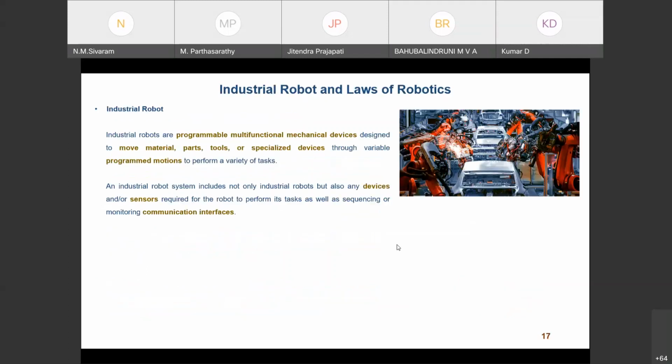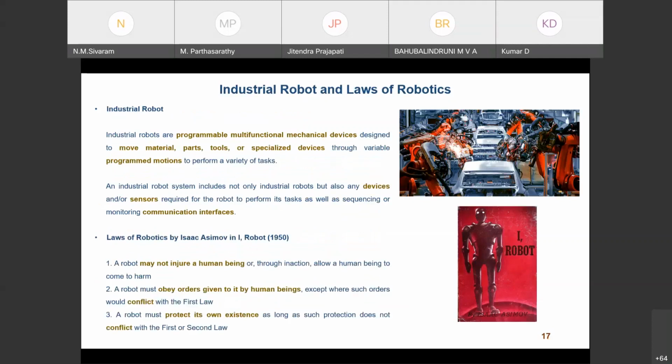Industrial robot and laws of robotics. Industrial robots are programmable, multifunctional mechanical devices, which are used to move. The same definition is repeated, and you can also talk about the laws of robotics, which were proposed by the father of robotics, Isaac Asimov, in his book I, Robot. He wrote this book in 1950, and there he specified 3 very important laws of robotics. When you read the second and third one, even the first one, you can say that he has emphasized the safety of robotics in the laws of robotics itself.